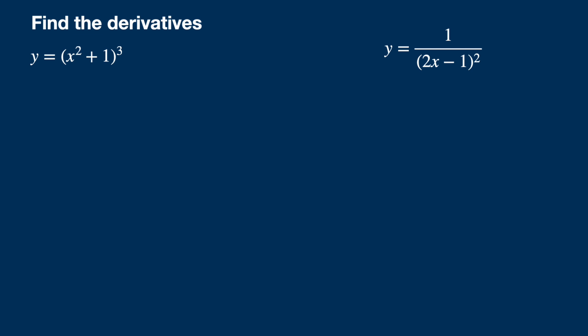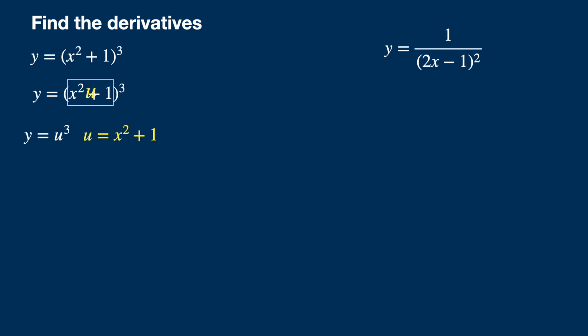We're going to find the derivative of each function. Let's try the first one. y equals x squared plus 1, cubed. You're going to identify the inside function. What is the inside function of this? Did you find it? It's x squared plus 1. That's going to be u. So y equals u cubed, where u is x squared plus 1.